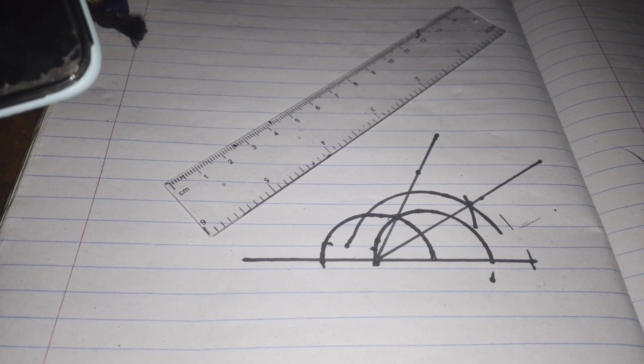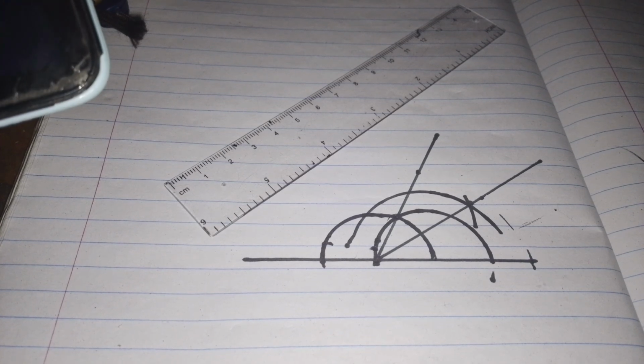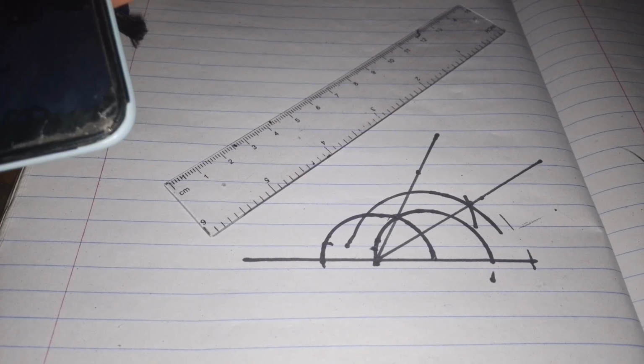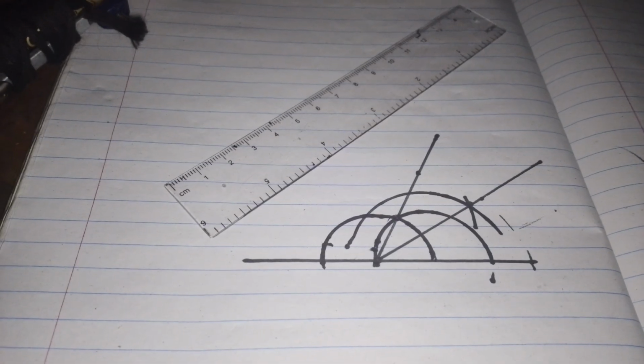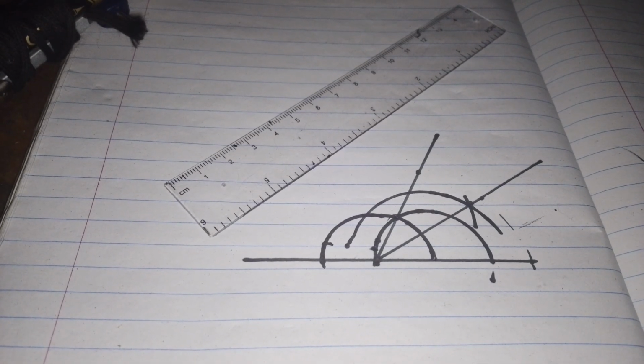Now let's do some practice questions to ensure we get familiar with these terminologies. We've been told to construct the following triangles. Equilateral, given the length of side 60 millimeters. So what is an equilateral triangle again? An equilateral triangle is a triangle whose sides are all equal. We've been told the sides have to be 60 millimeters. So let's get to it.